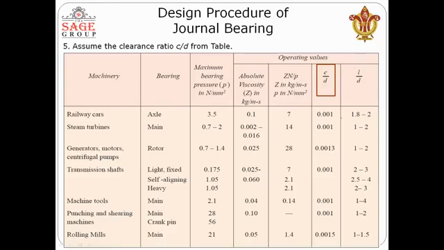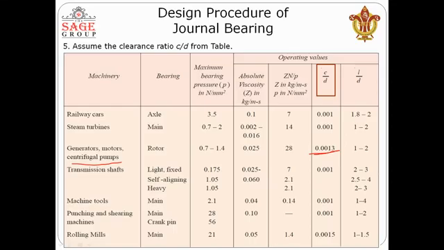Now, the next step is to assume the clearance ratio from the table. So from here, we will check the C upon D ratio from the table. Again, for the centrifugal pump, since we have been given a centrifugal pump, we will check the clearance ratio as 0.0013.